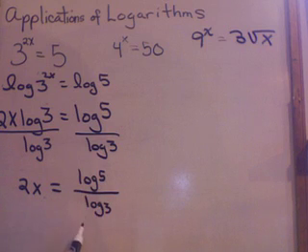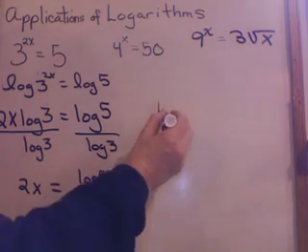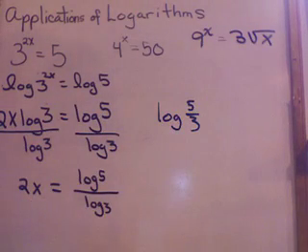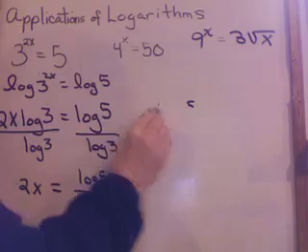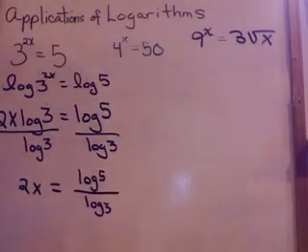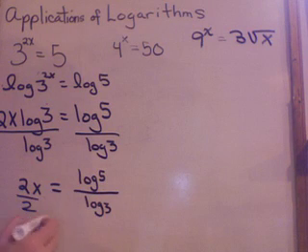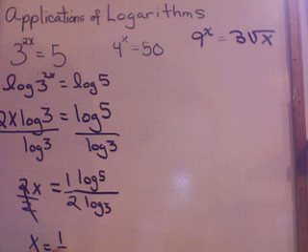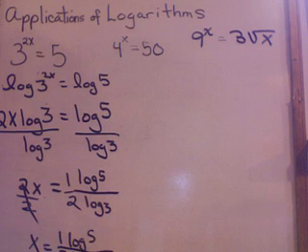Do not mistake that by writing log 5 over 3 like this. You cannot do that, and if you do that, the answer will not be correct. So you have to keep it in that form. Now I still need to get rid of the 2. I can divide both sides by 2. Another way to divide by 2 is to multiply by 1/2. When I do that, now I have a nice answer. I have 1/2 times log 5 over log 3. I mean log 3, not base 3.